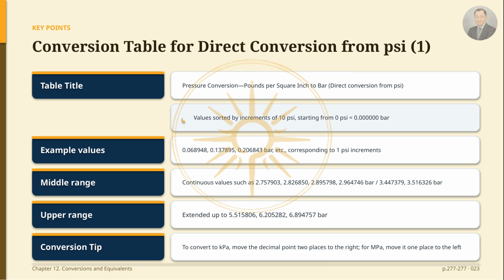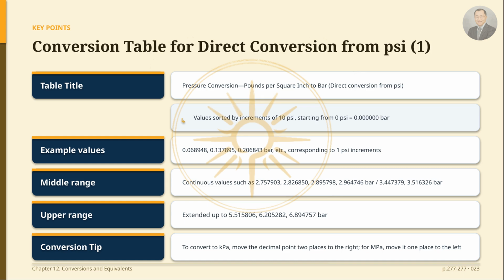The following is a pressure conversion table that directly converts pounds per square inch to bar. For example, 1 pound per square inch corresponds to 0.068948 bar, and 10 pounds per square inch corresponds to 0.6894757 bar. Not all values are listed, so please find and apply the required pressure values directly from the table in your practical work. In particular, you can work more efficiently by using the conversion tip of moving the decimal point 2 places to the right to change bar to kilopascals, or one place to the left to change it to megapascals.